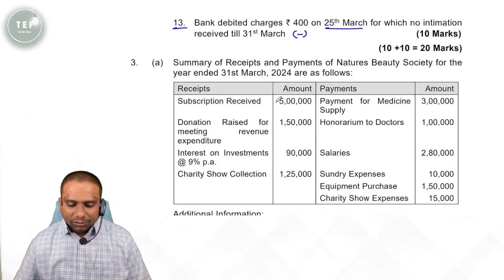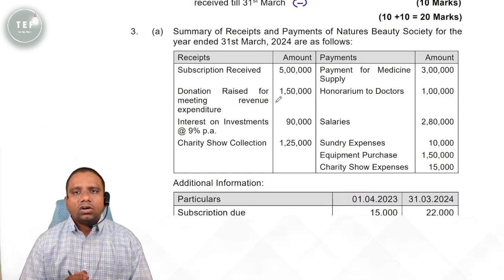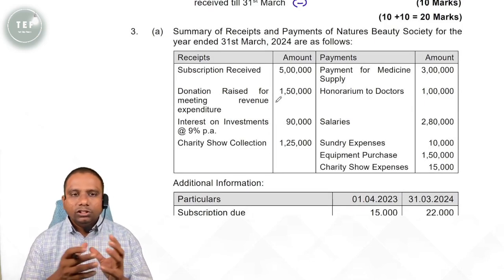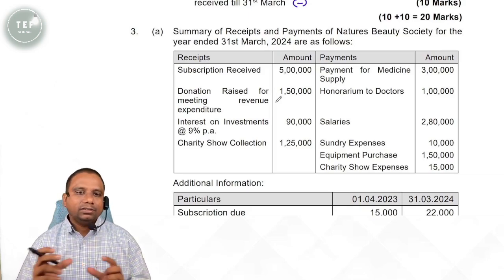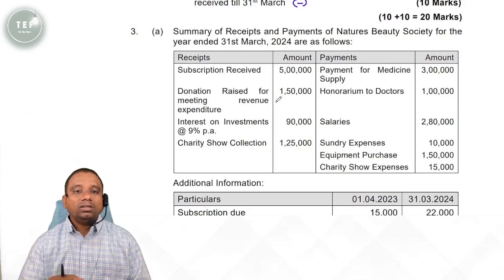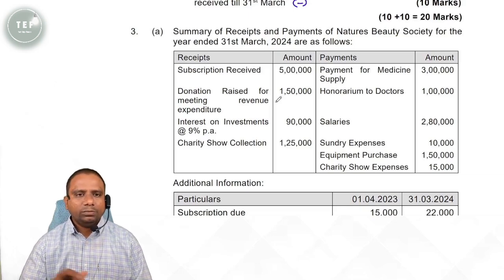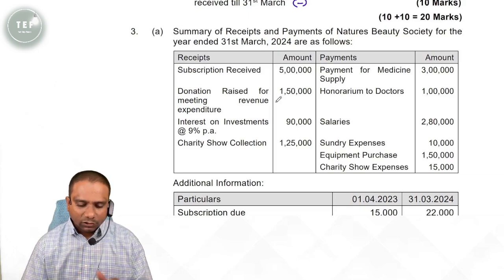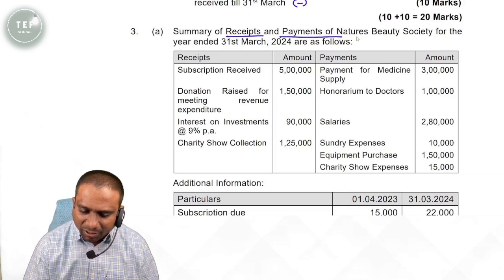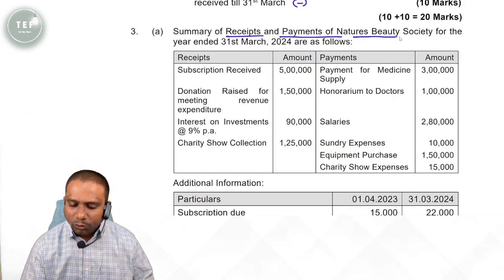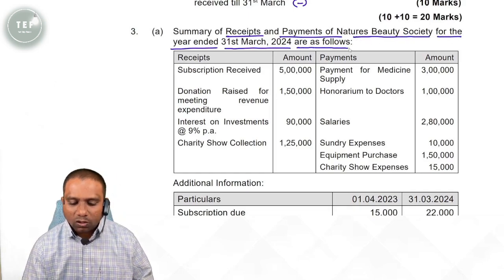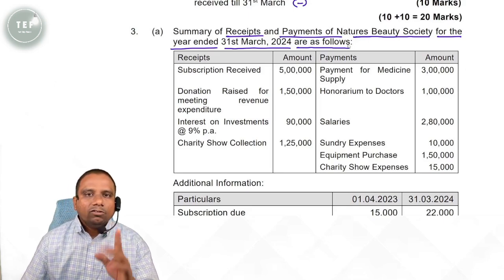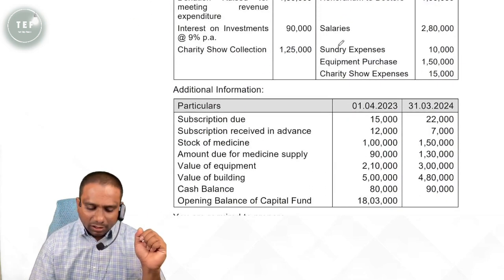Look at the third question. The third question is on NPO, students. Observe, in June 2024 and September 2024, we have got a question from NPO, same place, 3A and September 24, 3B. Is it clear, students? Look at the summary of receipts and payments of Nature Beauty Society for the year ended 31st March 2024 as follows. They have given a receipts and payments account and additional information.